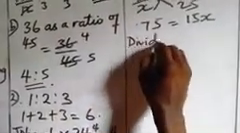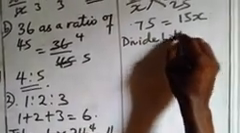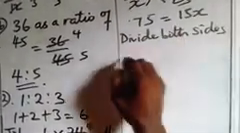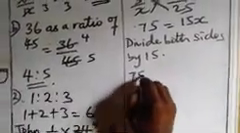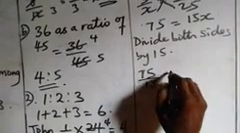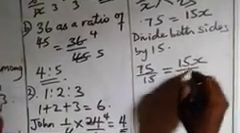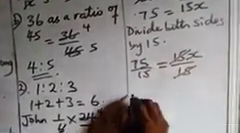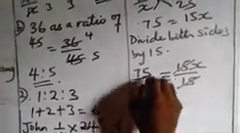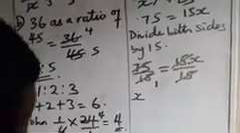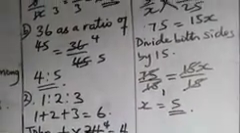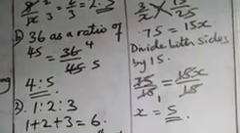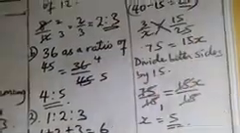Divide both sides by 15. So we have 75 over 15 equal to 15x over 15. 15 will eliminate 15, remaining x. 15 in 75 will give us 5. So our final answer is 5. If you want to know if you are correct or not, put 5 here. The difference between this and this is 5.